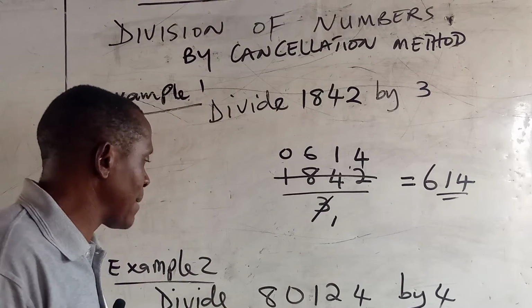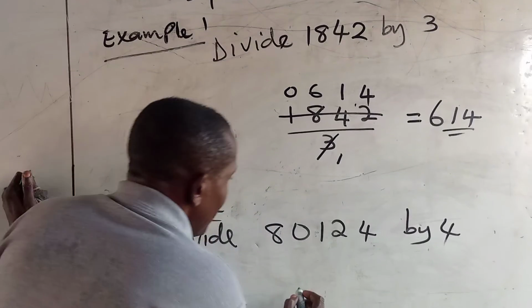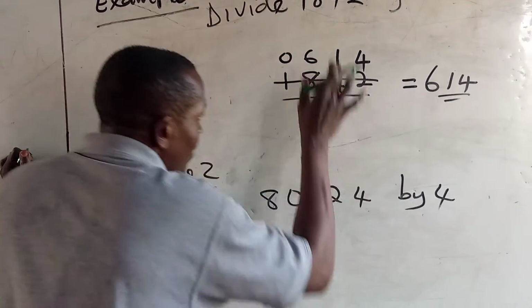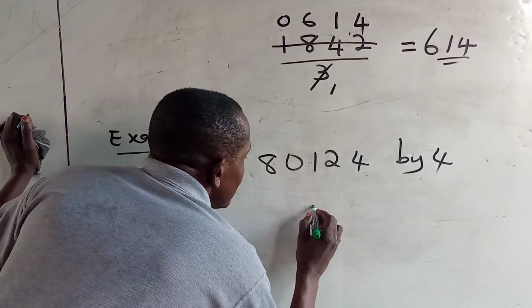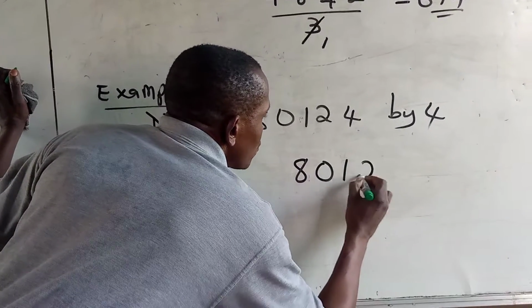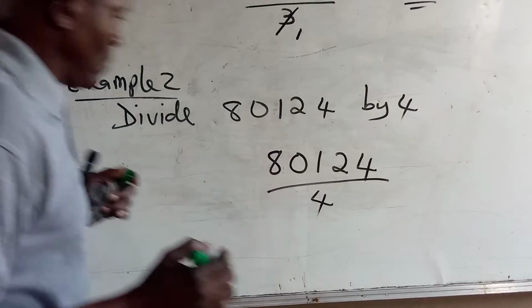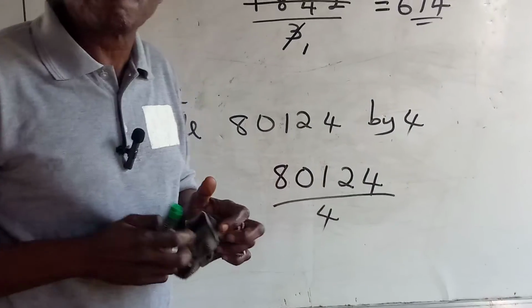All right, let's go to example 2. I'm going to write this number so that I'll leave a space where I'll write the answer at the top. All right, this is 80,124 divided by 4. I will give it a check.